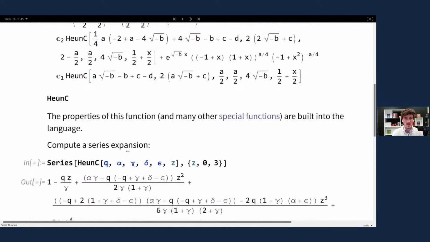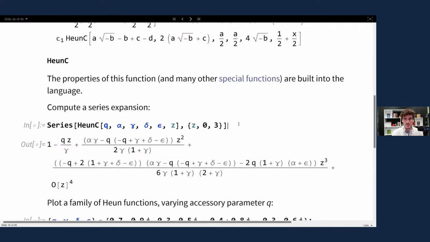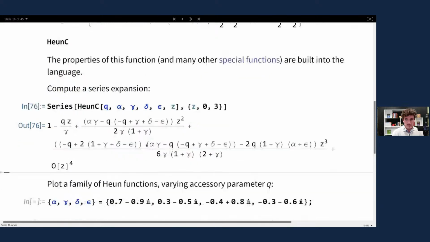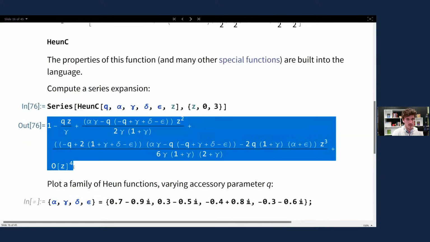Okay, and then this next part is just showing you how properties of the HeunC function and other special functions are built into the language, so you can explore those individually if you like. So here's a series expansion of the HeunC function as z goes from 0 to 3. You can see the Series function generates a power series expansion for f about the point z equals 0 to order 3. And then we just have terms of order 4 on the end here.